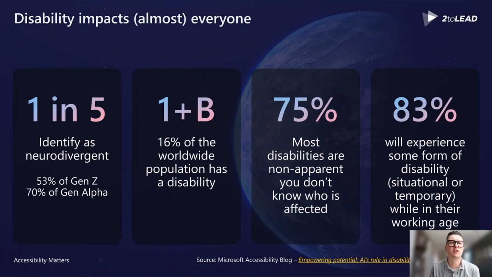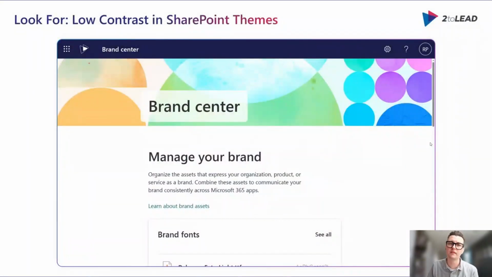And then one of the more sobering stats they shared was 83% of us will experience some sort of disability while we're in our working age. And dare I say, 100% of us will experience it at some point in our lives, be it through a family member or even a friend. So always think about that user, have empathy, and that's why accessibility matters, because disability impacts almost everyone around us, some way, shape, or form.